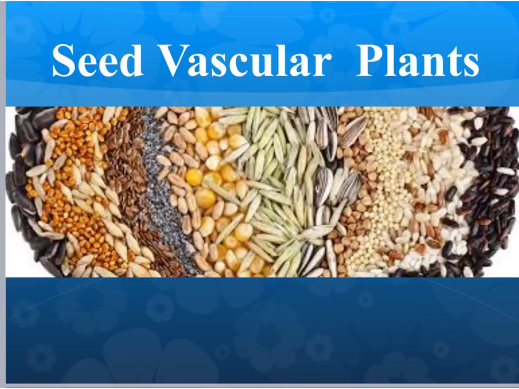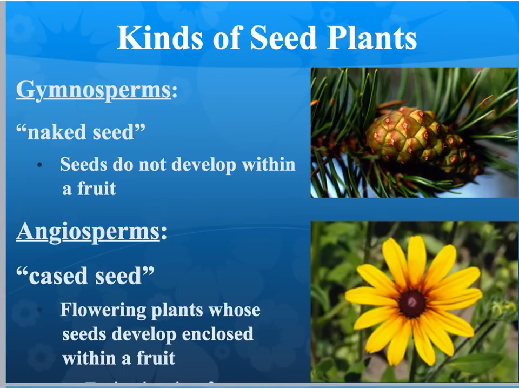The third type of plant that exists are seed vascular plants. These are probably what you typically think of when you think of plants. Plants that produce seeds, plants that are vascular, meaning they have leaves, stems, roots, etc. Seed plants can be broken into one of two types, which are gymnosperms and angiosperms. We will do more detailed notes on those two items tomorrow, but today we just want to get the basic understanding of what gymnosperms and angiosperms are.